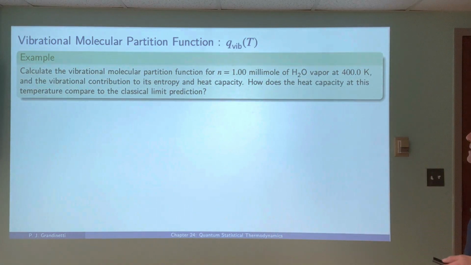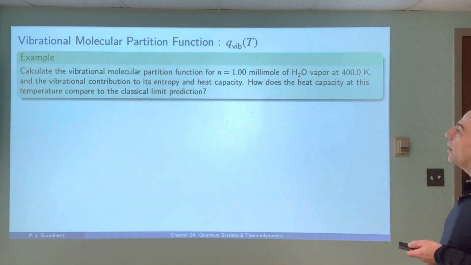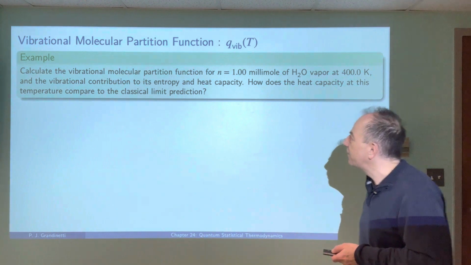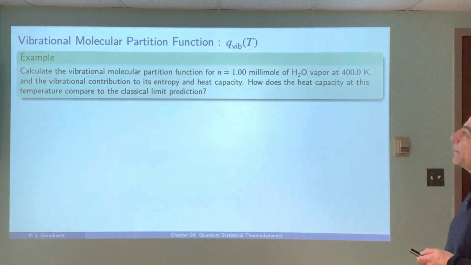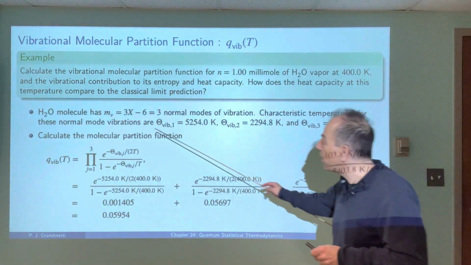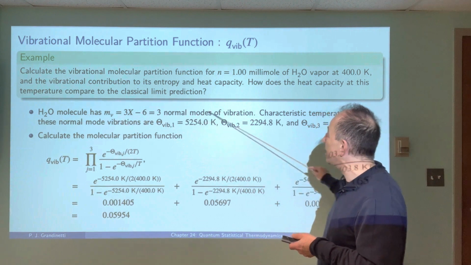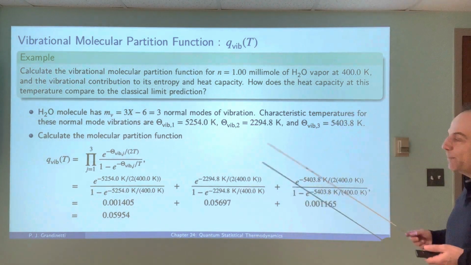So let's look at a simple calculation. We have 1 millimole of water vapor, again at 400 Kelvin. We want to calculate the vibrational contribution to entropy and the heat capacity, and then see how that compares to the classical limit. So remember, for a water molecule, we have 3 atoms, so 3 times 3 minus 6 is 3 normal modes of vibration. That's what we expect to find.